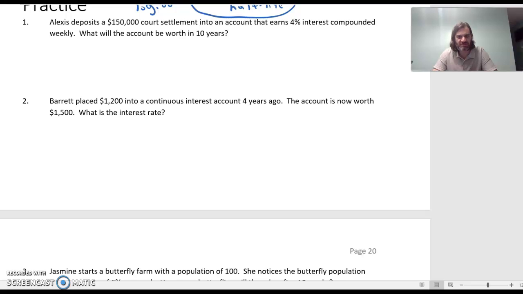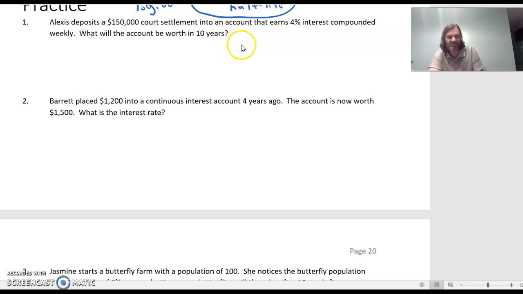Alright, we have some practice problems from our exponential functions. Alexis deposits a $150,000 court settlement into an account that earns 4% interest compounded weekly. What will the account be worth in 10 years?